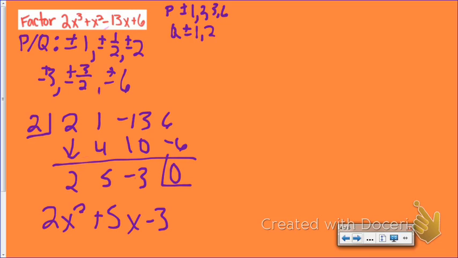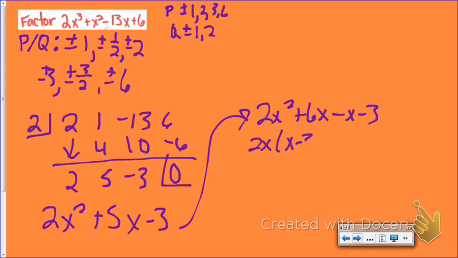So I can do 2 times negative 3 and get negative 6. I'm going to rewrite this over here when I have some more space. So I've got 2x squared plus 6x minus x minus 3. I take out my 2x. I take out the 1. I'm sorry, that should have been a plus.